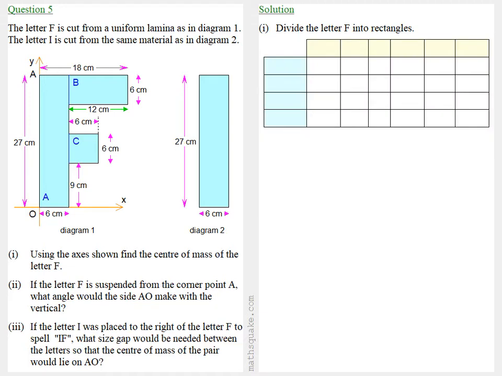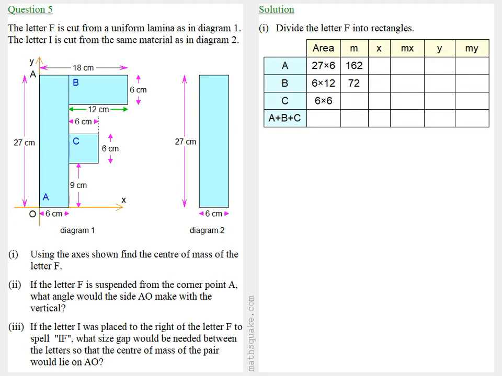We can now draw out a table. The row labels are A, B, C and A plus B plus C. The column headings are area, mass, X, MX, Y and MY. X and Y are the coordinates of the centres of mass. We can now fill in the cells. Well, the area of A is 27 times 6, so its mass, which is the area, is 162. The area of B is 6 times 12, giving an area or mass of 72.